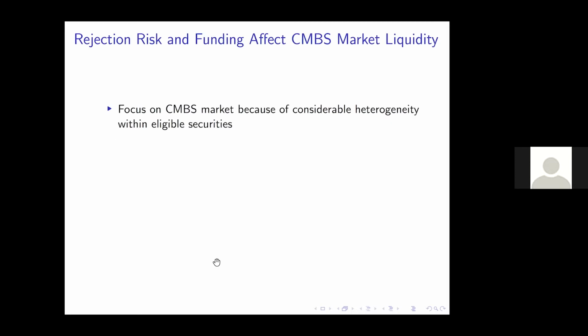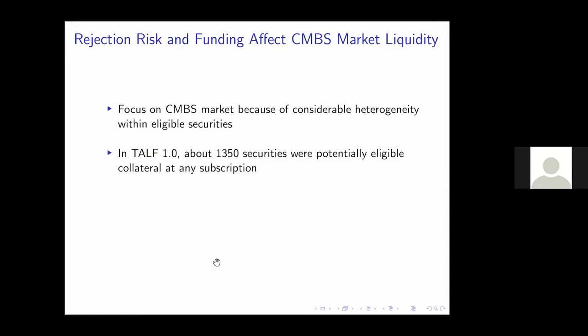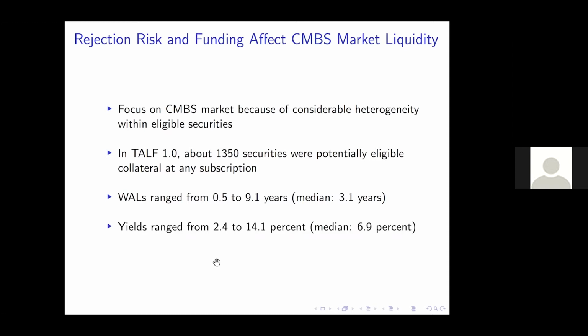So I'm close to out of time, so let me run through this. We want to have a lot of securities. Again, in the CMBS market, there are more than 1,300 securities, but not all came. But we had a broad range in terms of weighted average life. We had a broad range in terms of yield.